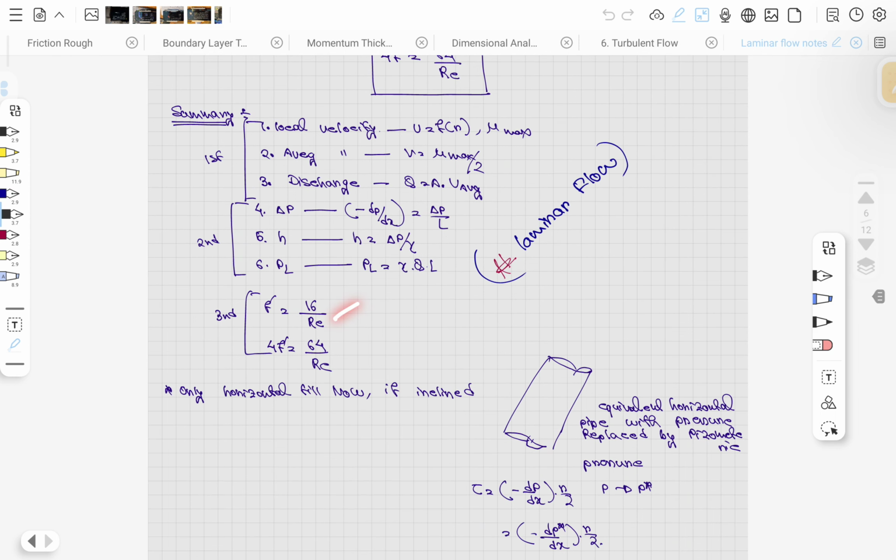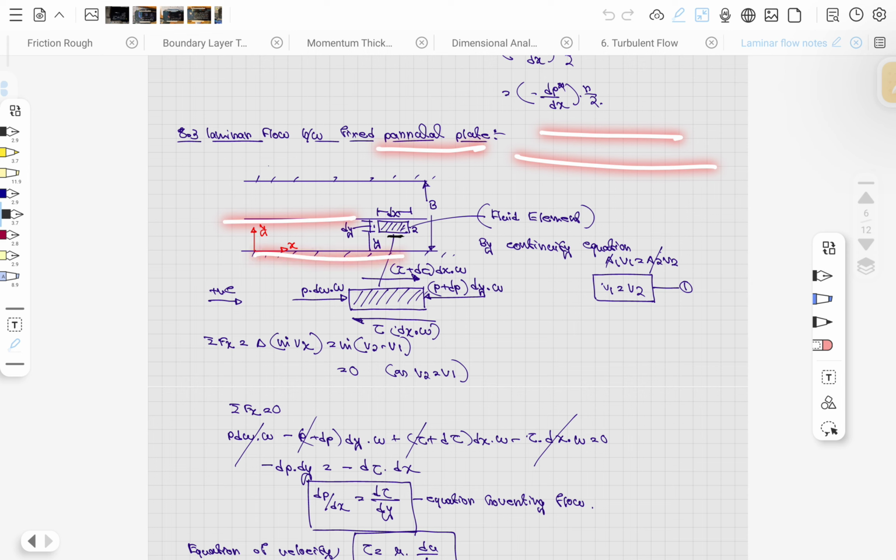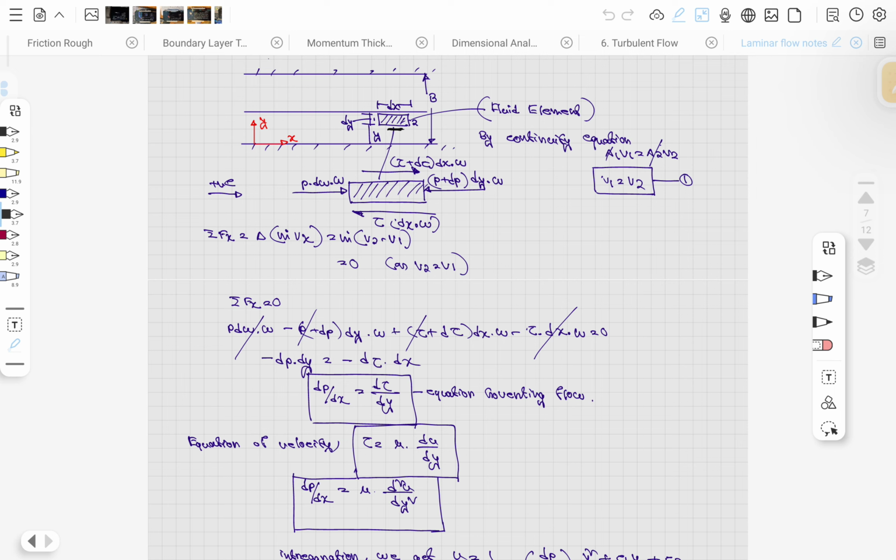So laminar flow in fixed parallel plates. Two plates are there, and there is a laminar flow happening. That is dy, that is the length, that is dx, that is also the length. So Fx equal to m dot into change in vx, so the momentum change is v2 minus v1. As v2 equal to v1, there are both parallel plate equations. Fixed parallel plates, so the length is the same. So after everything, we get the main equation that we use very much.